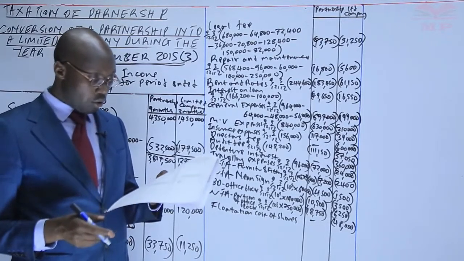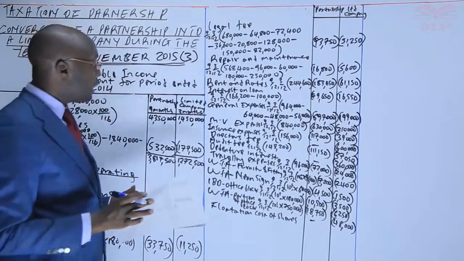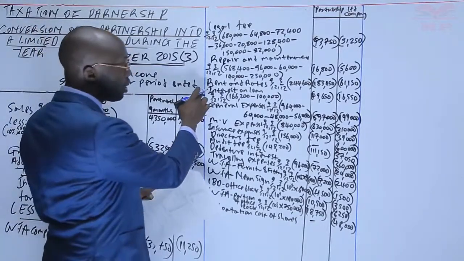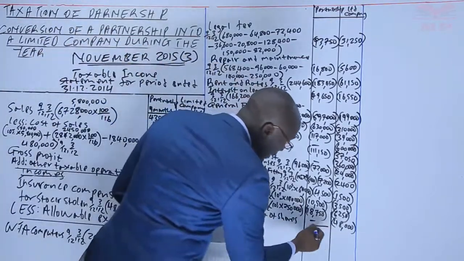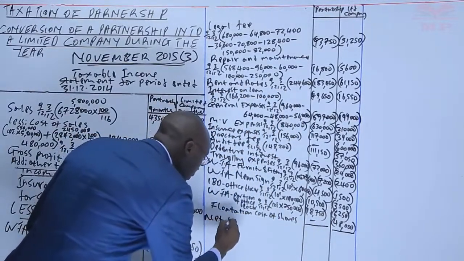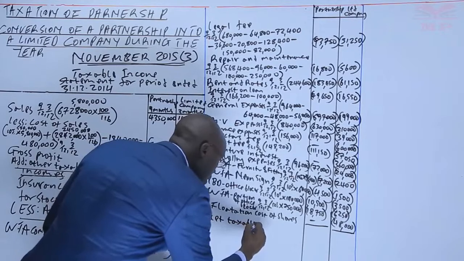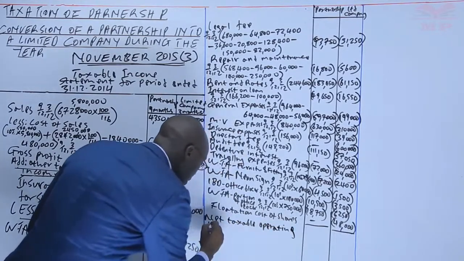Point number 7, interest on loan included interest on partner's capital. Interest on partner's capital is not allowable, and we deducted it when we were getting the interest expense. And that is the end of it. For now, we can get now the net taxable operating incomes.